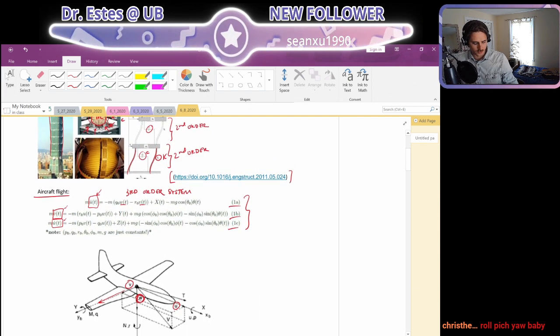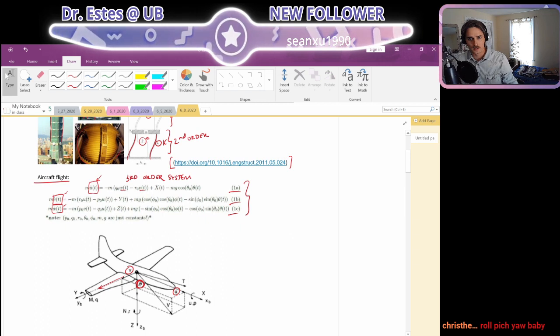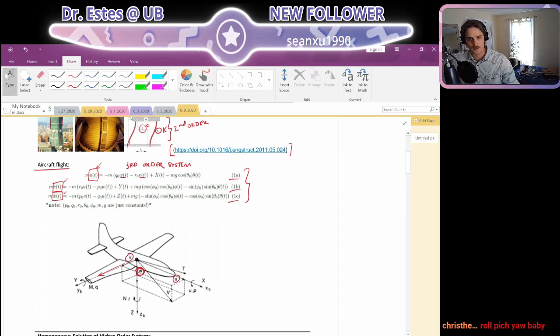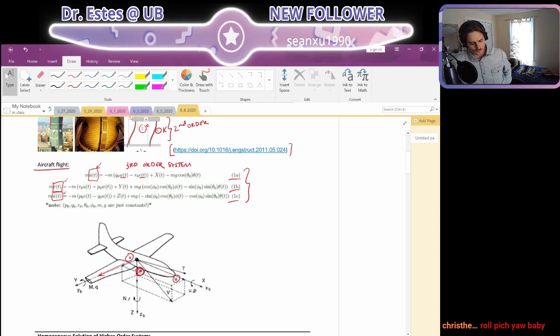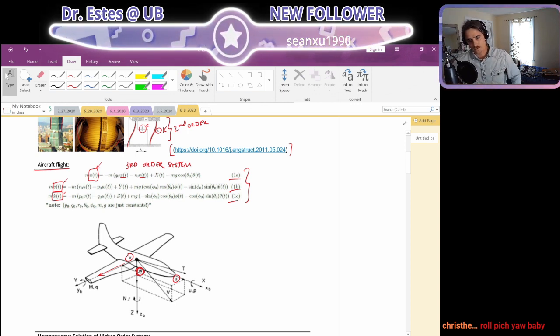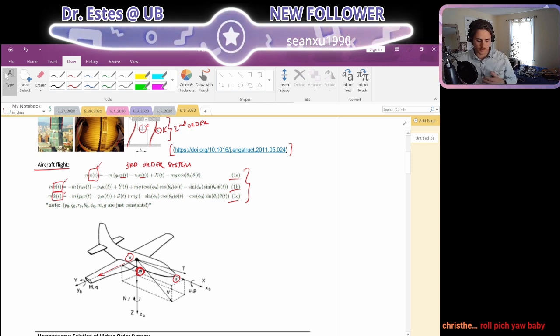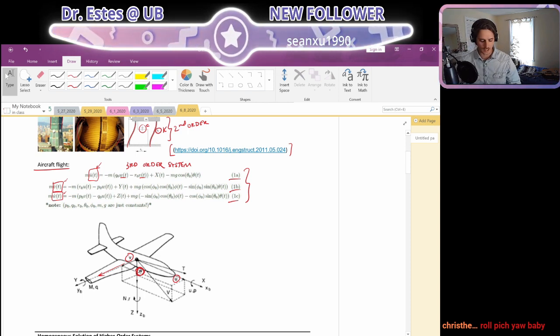So if you become a structural engineer, roll, pitch, and yaw. Yeah, exactly. Those are 3 other degrees of freedom. So if you're doing dynamics out in industry, you're going to be working with some of these higher order systems.